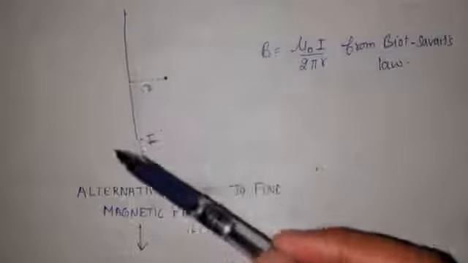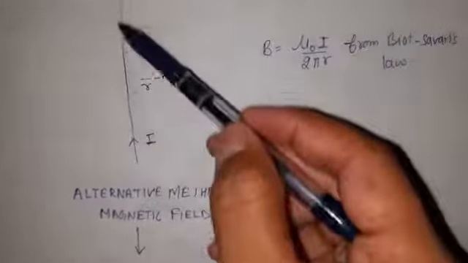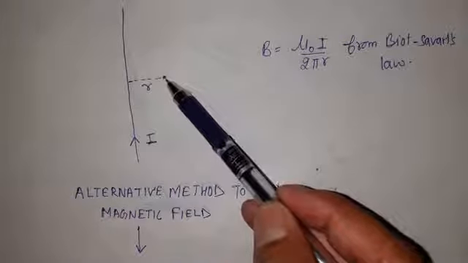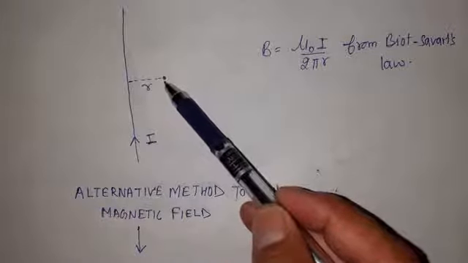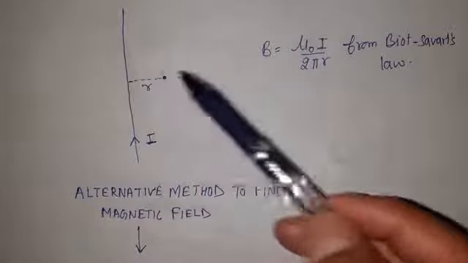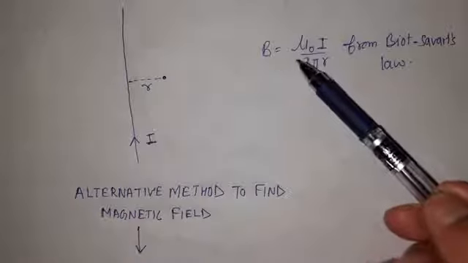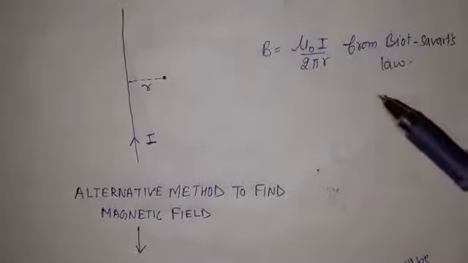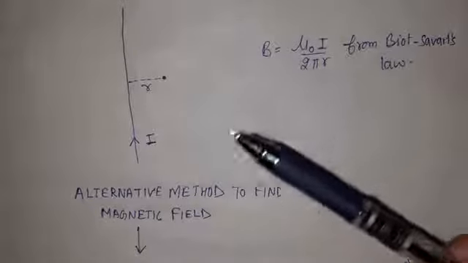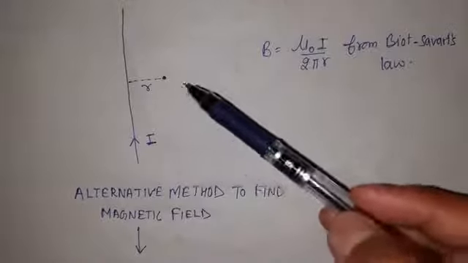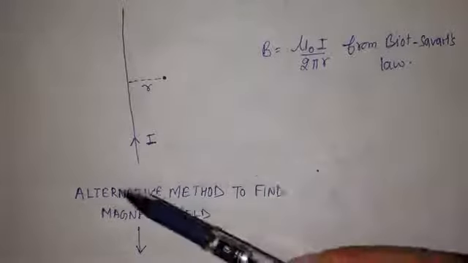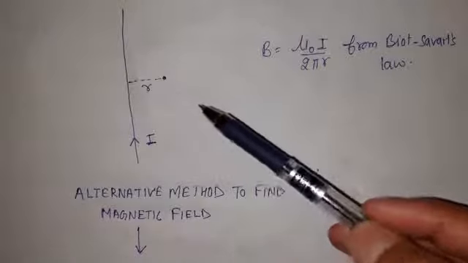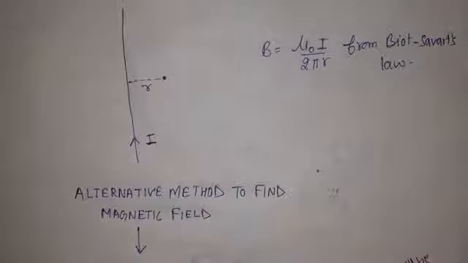Do you know what will be the magnetic field due to this infinite straight conductor carrying current at a perpendicular distance r from it? Definitely we will reply: this is going to be mu naught I upon 2 pi r, from Biot-Savart's law. Here we are also going to find out this magnetic field at this position due to this current carrying straight conductor by using an alternative method.